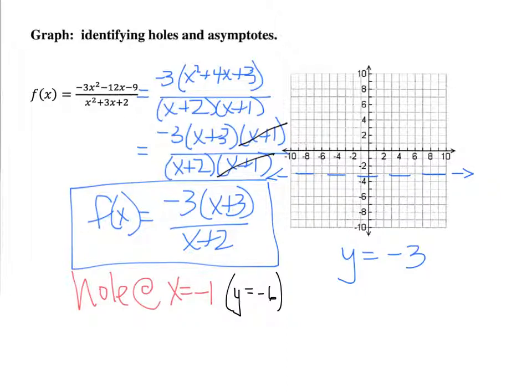Oops, got to draw here. Oops. There's my hole. And I already drew my asymptote y equals -3, so what's left is my vertical asymptote. What makes the denominator 0? That's where x is -2. So x equals -2 is my vertical asymptote. Draw that in right beside that hole.